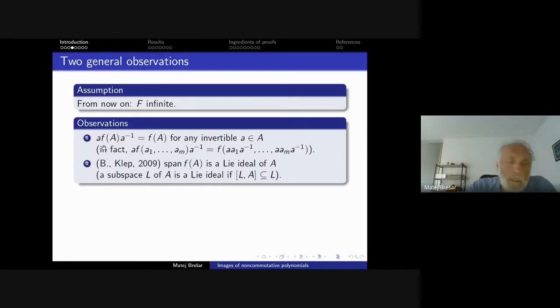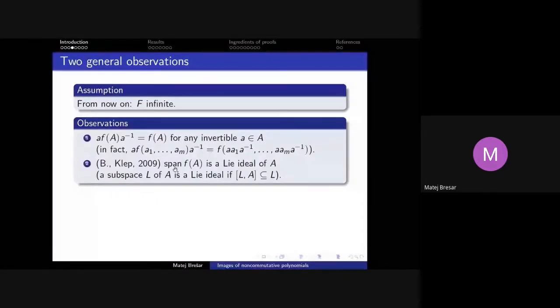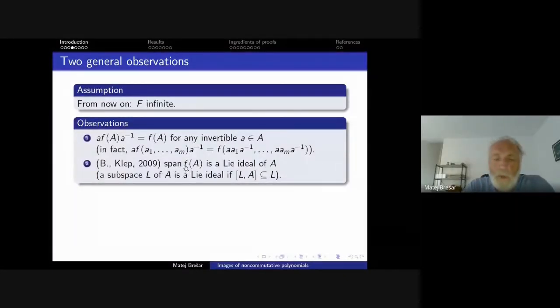observation is also very simple, maybe not as trivial as the previous one. It was noted in a paper by my colleague Igor Klip that the linear span of the image is a Lie ideal of the algebra, closed under commutation by any elements in the algebra. For multilinear polynomials, this is more or less trivial, but otherwise, in general, we just need to involve the multilinearization process.